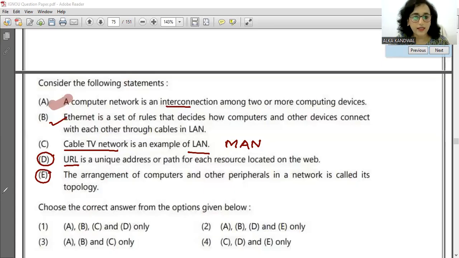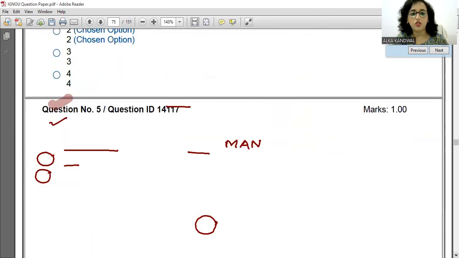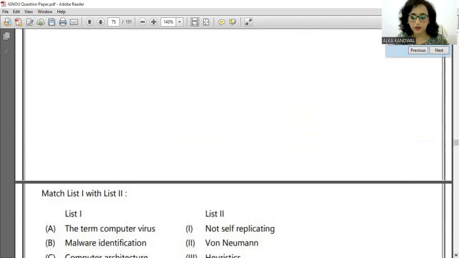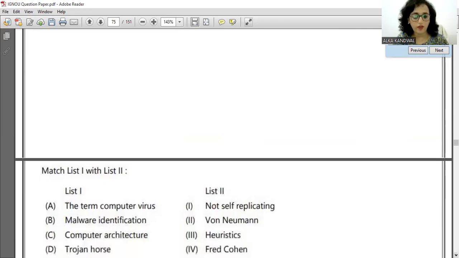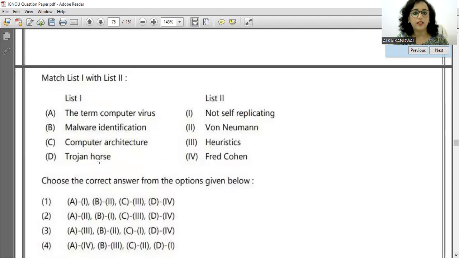So the answer, let us see, A, B, D and E. These are the correct statements. So the answer will be what? Option 2. A, B, D, E are the correct statements. So that is the correct answer. So let us move ahead. Let us see the next question. Question number 5. Let us see.